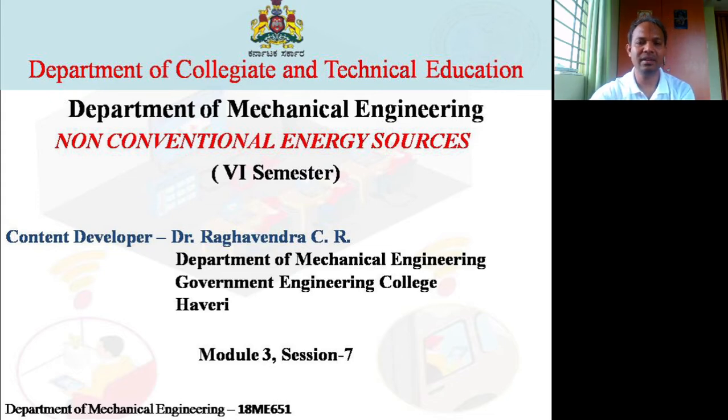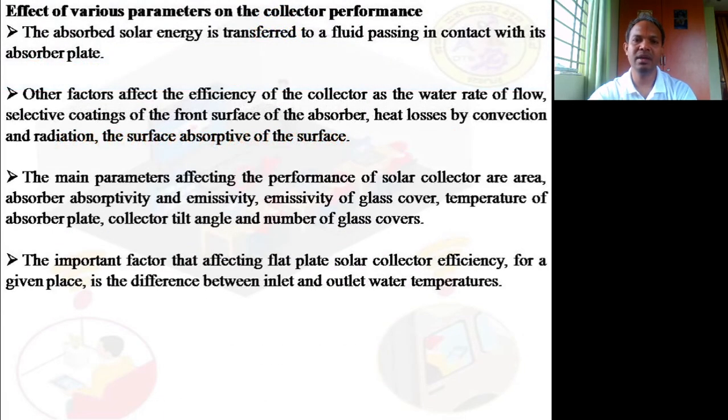The collector tilt angle, as we have discussed, should be within 15 degrees. Tilt angles and the number of glass covers also play a very major role. All the affecting factors are analyzed numerically, and graphs can be plotted to show how they vary the performance of the collectors. That is very important. Is it clear?